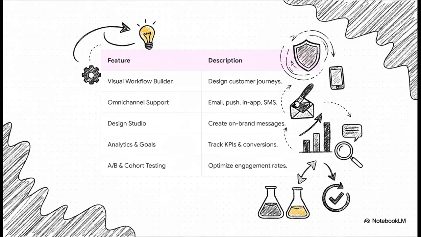This table breaks down the toolkit really nicely. You've got that visual workflow builder we talked about, which means your marketing team can just run with ideas without needing developers. You've got omni-channel support, so you can reach people on the right channel, whether that's an email, a push notification, or an SMS. The design studio keeps everything looking great and on brand. And with powerful analytics and A/B testing, you've basically got a built-in engine for constant improvement.